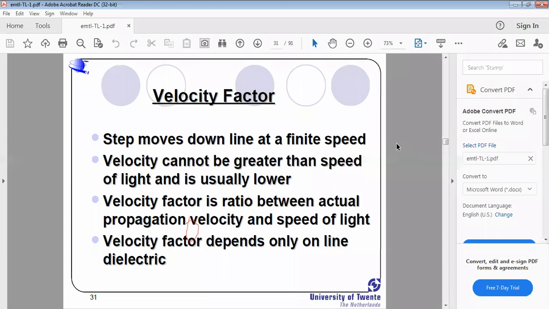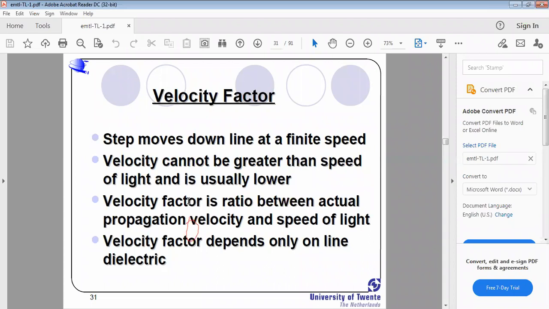We have to study it in the electromagnetic waves part, the second part of our syllabus. See here, velocity cannot be greater than the speed of light and is usually lower when we consider a medium other than free space. That is the situation here. The velocity factor is the ratio. What is the necessity of defining the velocity factor here?